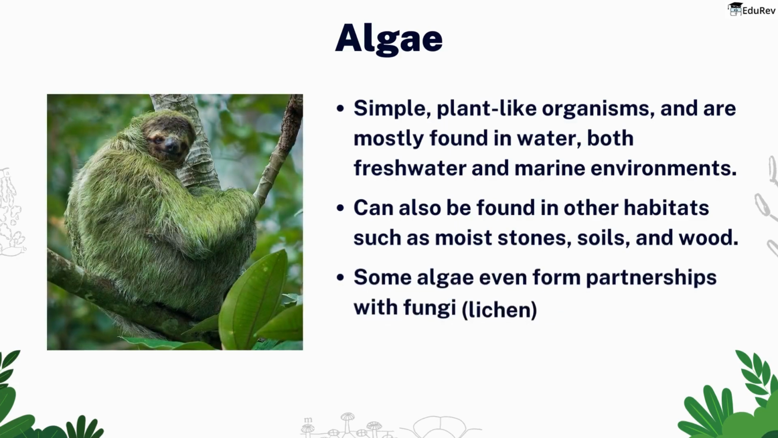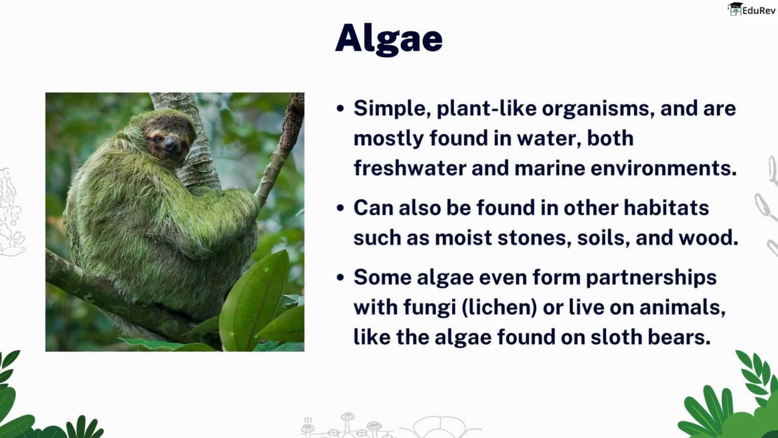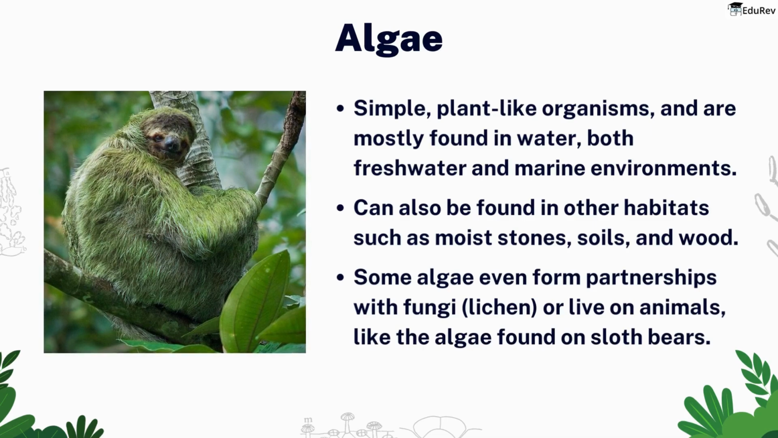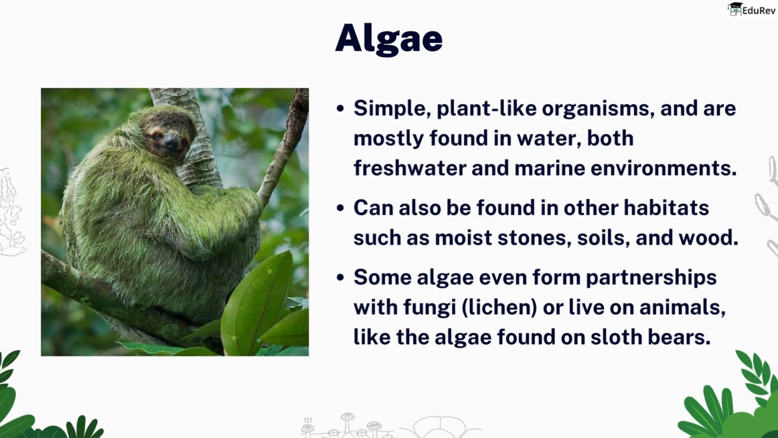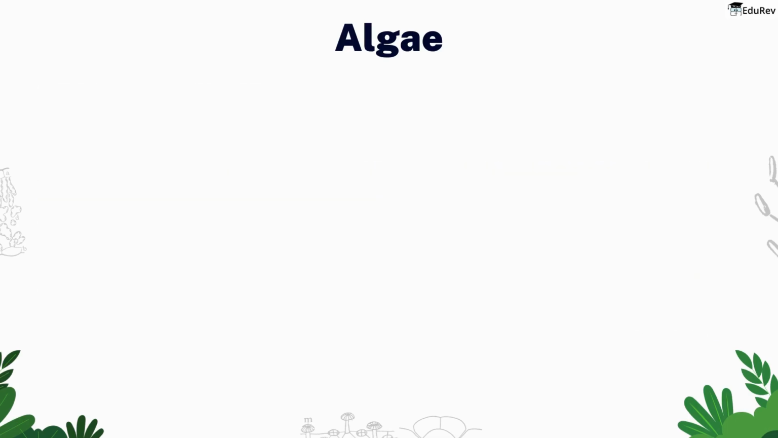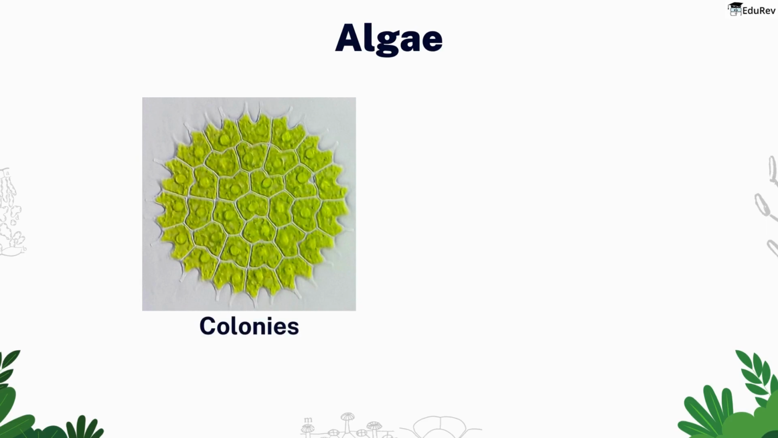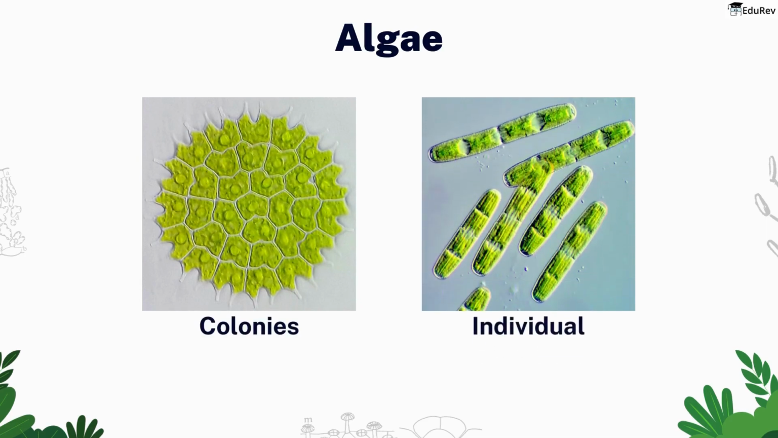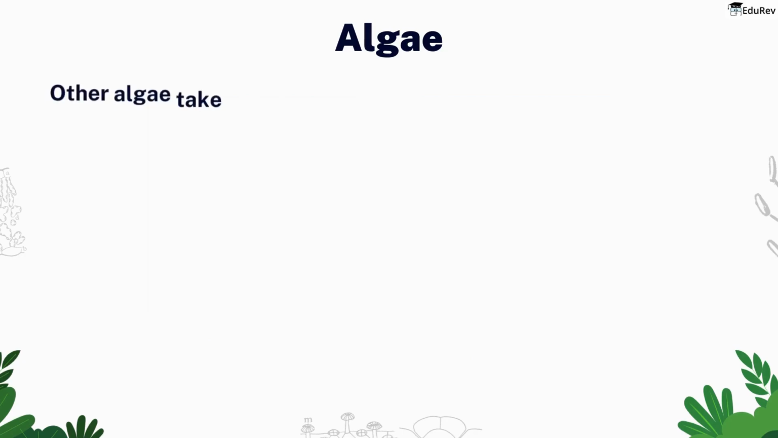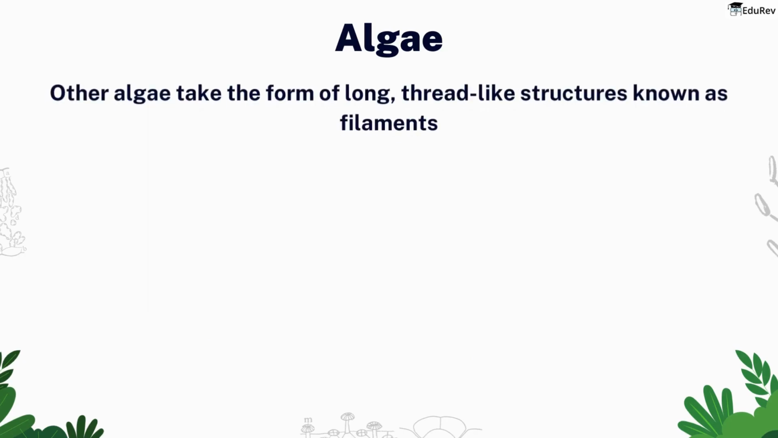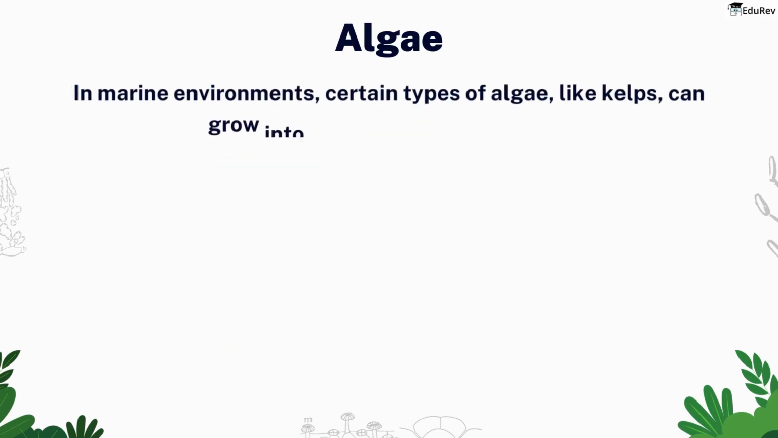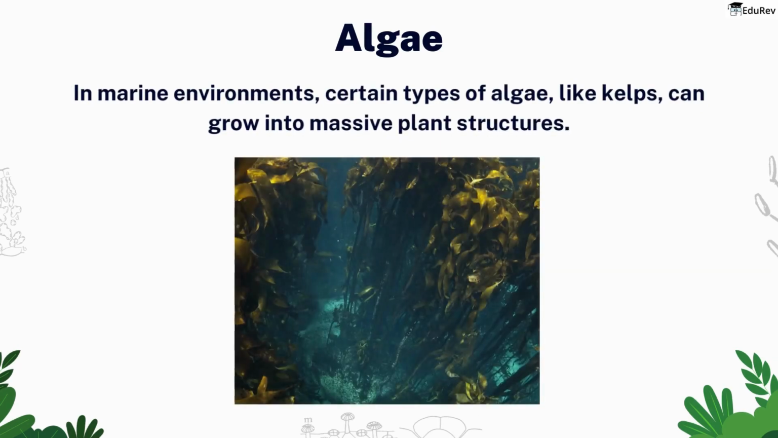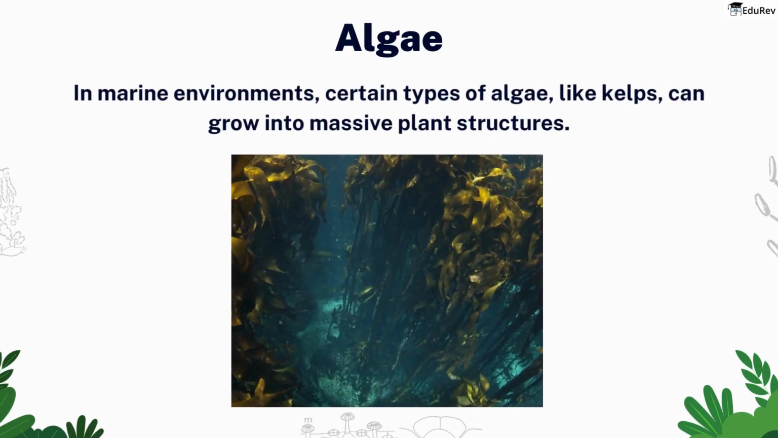Some algae even form partnerships with fungi, lichen, or live on animals, like the algae found on sloth bears. Algae come in a wide range of forms and sizes. Some algae exist as colonies, like volvox, where many individual algae are grouped together. Other algae take the form of long, thread-like structures known as filaments, such as Ulothrix and Spirogyra. In marine environments, certain types of algae, like kelps, can grow into massive plant structures.